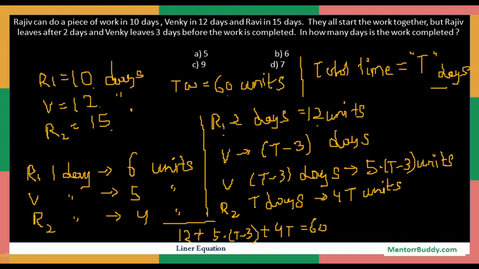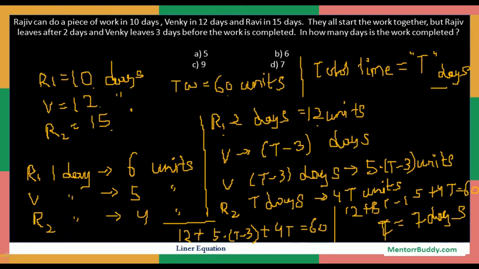Solving this can be written as 12 plus 5T minus 15 plus 4T is equal to 60. So this 12 and 15 can be sorted out, and solving this, we get the value of T to be 7 days, right? Solve this equation and we'll get the value of T to be 7 days. So in that case the correct answer is going to be 7 days. That is option number D.